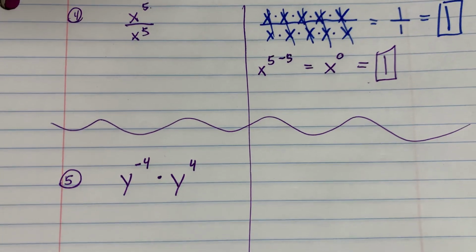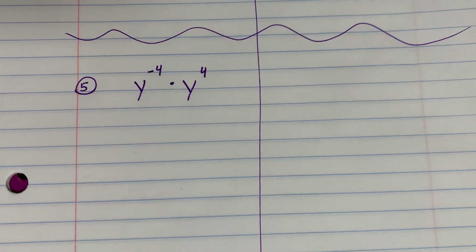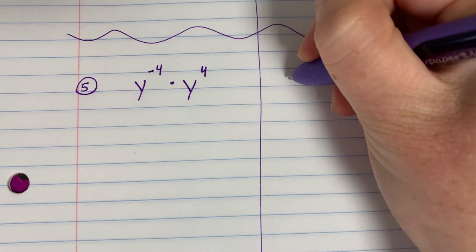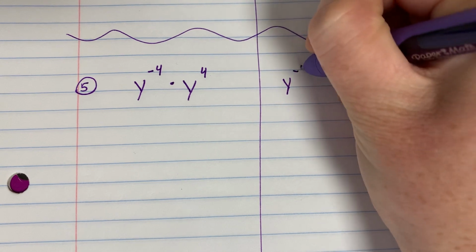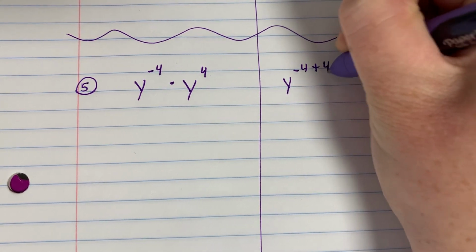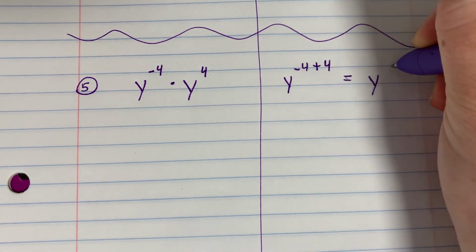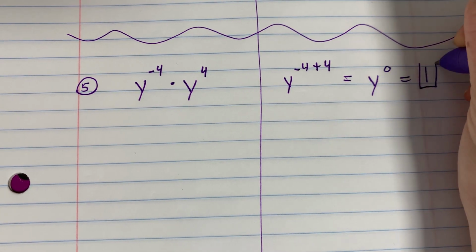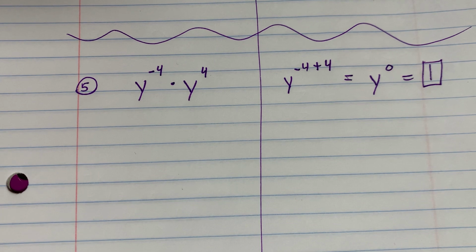Same thing with the multiplication property. Let's pretend we've got a negative and a positive exponent there. Y to the -4 plus positive 4 is y to the 0, which is the same as 1. That's it for the 0 exponent property, basically.